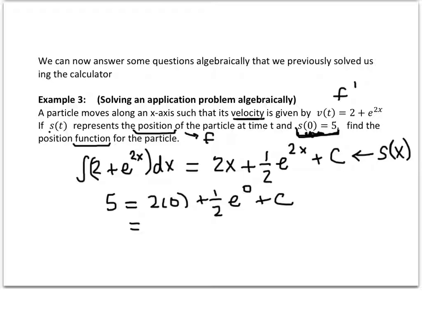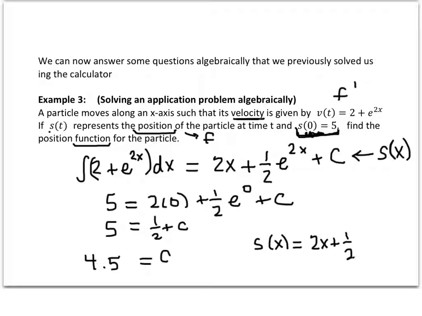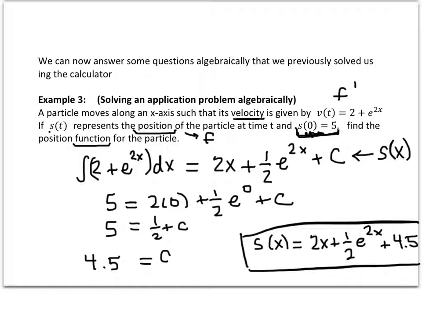2 times 0 is 0. E to the 0 is 1, so 1/2 plus c is 5. So c is 4.5. And I can find my final function of x is 2x plus 1/2 e to the 2x plus 4.5, or 9/2 if you like that better. And there's my position function.